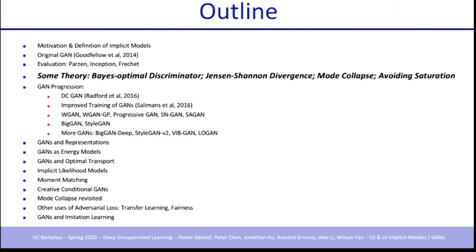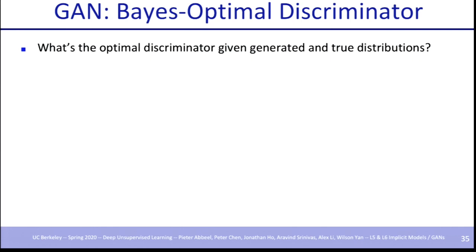So now we've covered the basic algorithm. Let's look at some theory behind it. Again, theory of GANs is not perfectly understood. These are just some hints at how you might be able to better understand what is behind GANs. So one question we could ask is, what is the optimal discriminator given a generated and a true distribution? Any thoughts?